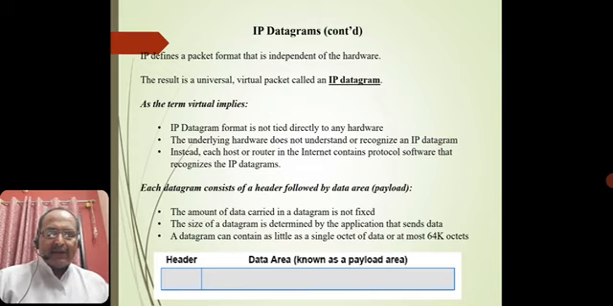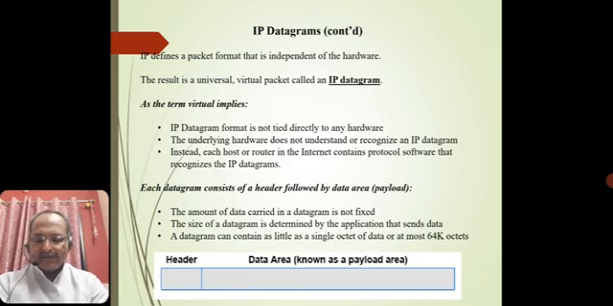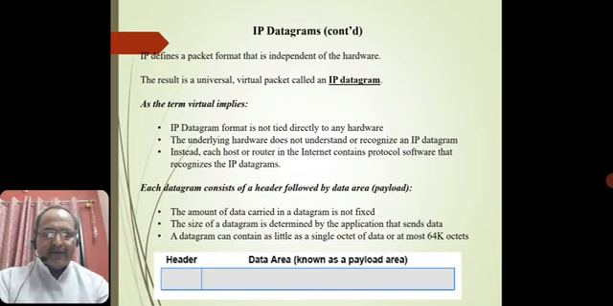And the data area is known as the payload area. The amount of data that you are carrying is called the payload, or sometimes we can call it the data content load. So the data content load recognizes what amount of data you are trying to transmit, right? So it consists of two parts. An IP datagram always consists of a header and a data area.